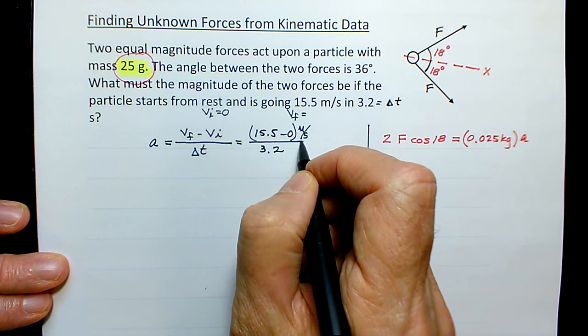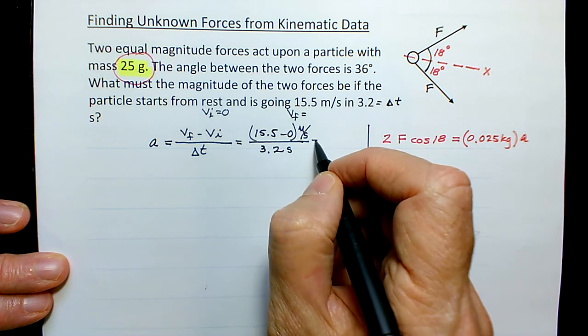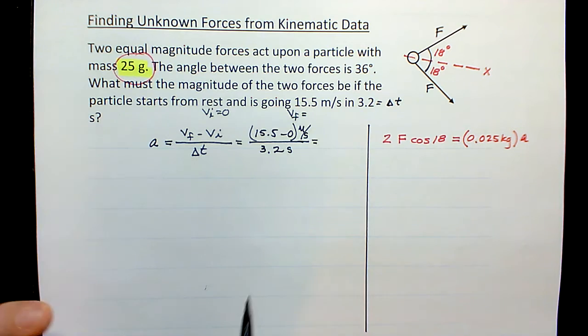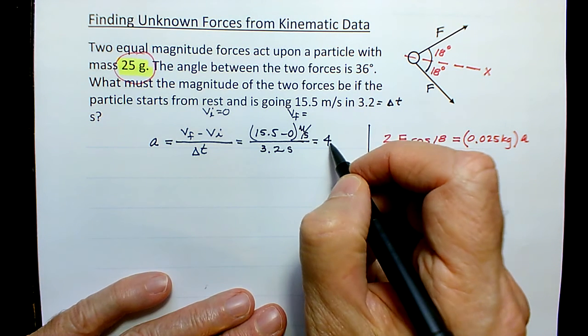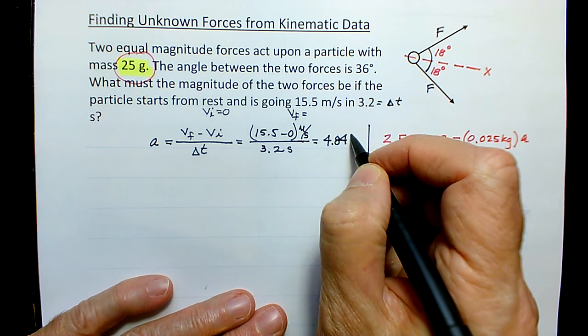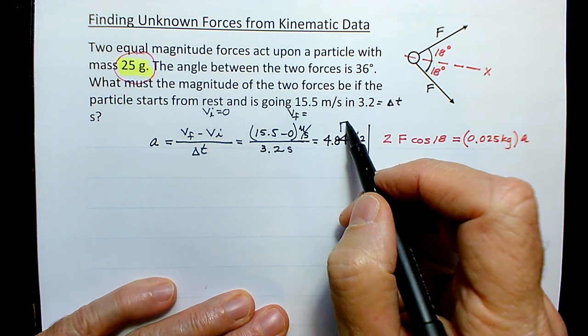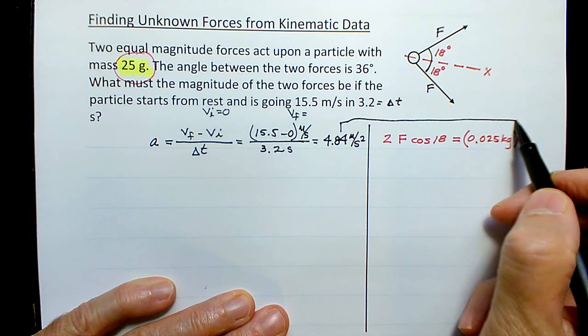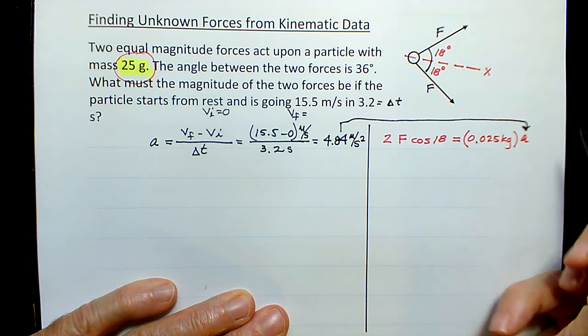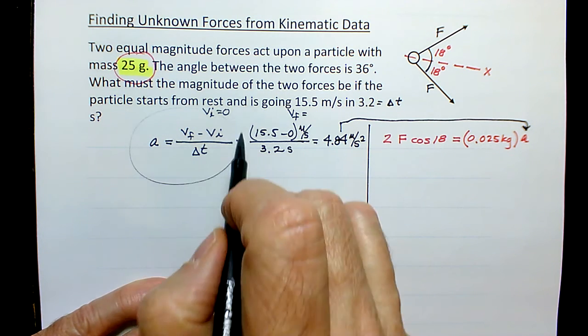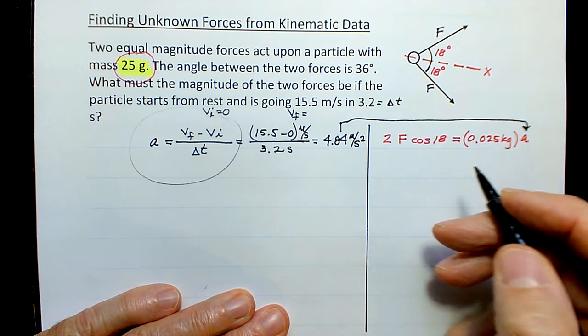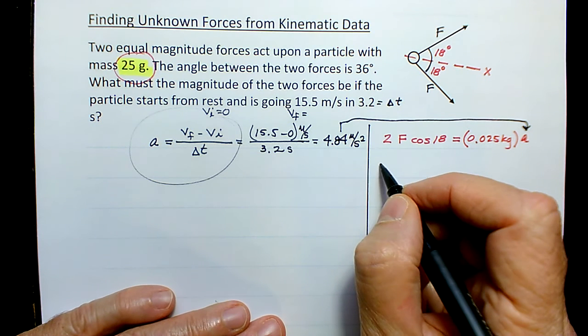Since I did make mention of units, I might as well continue with them. And we're going to get 4.84 meters per second squared for our acceleration. So there's the big tie-in right there. Now we have the acceleration from kinematic data, and we can now proceed to find F.